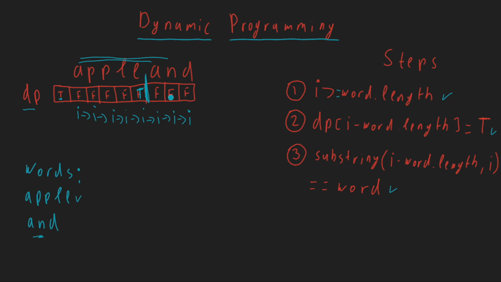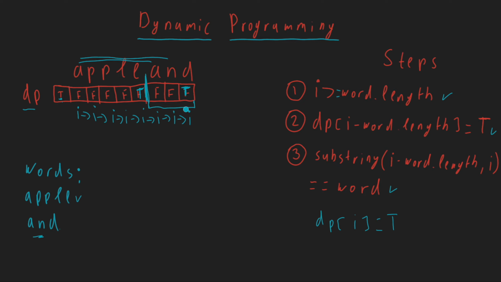So it means that now we are going to the last step to check if it is really our word or not. Now we are checking I minus word length, so starting from here to I, we are checking is and equal to and. Yes, it is equal. So at this point, we are setting our DP[i] here to true. Earlier we set that to true.